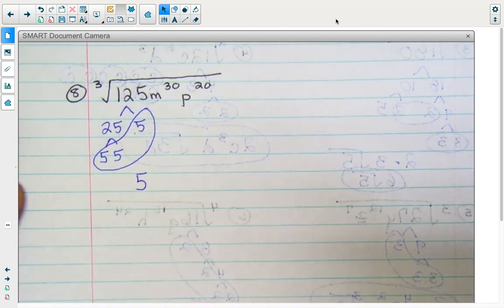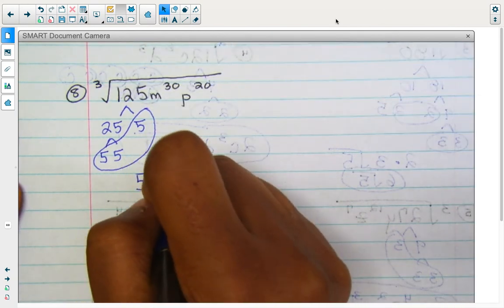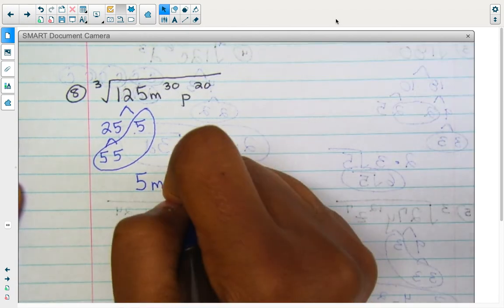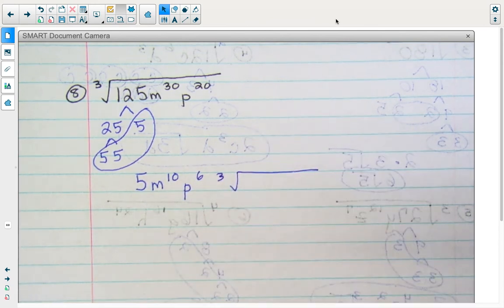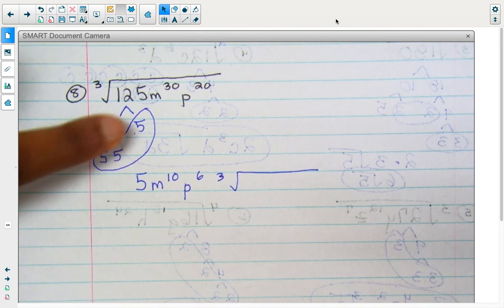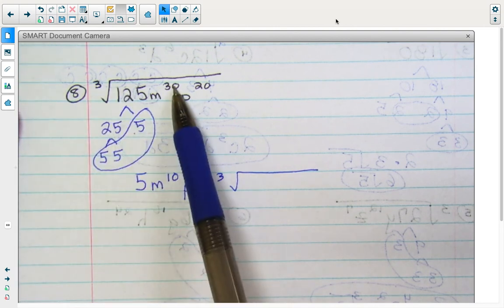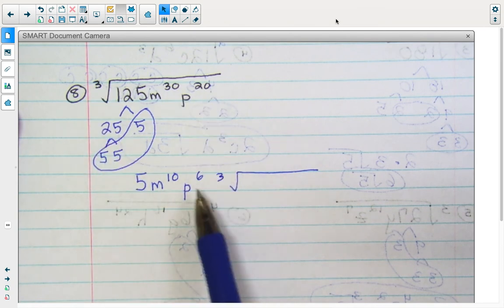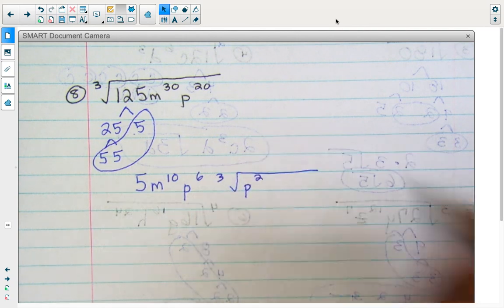And we'll use the shortcut. 3 goes into 30 10 times. 3 goes into 20 6 times. We'll write the index. I don't have any leftover numbers. I used all 3 5s, so that's why that's on the outside. 3 goes into 30 evenly. That goes into it 10 times. 3 goes into 20 only 6 times. So that gives me 18 because 6 times 3 is 18. And we have 2 P's left over.